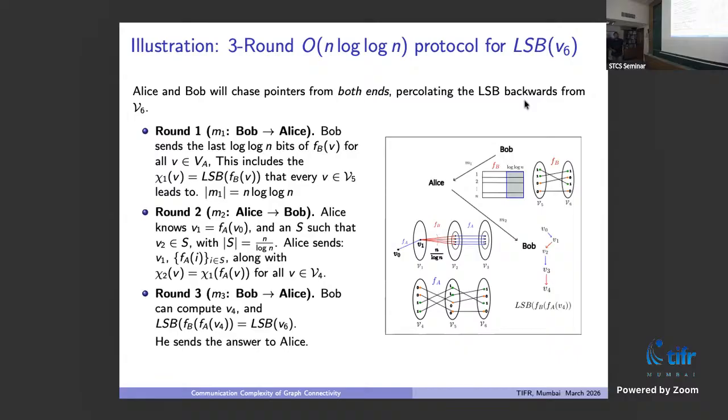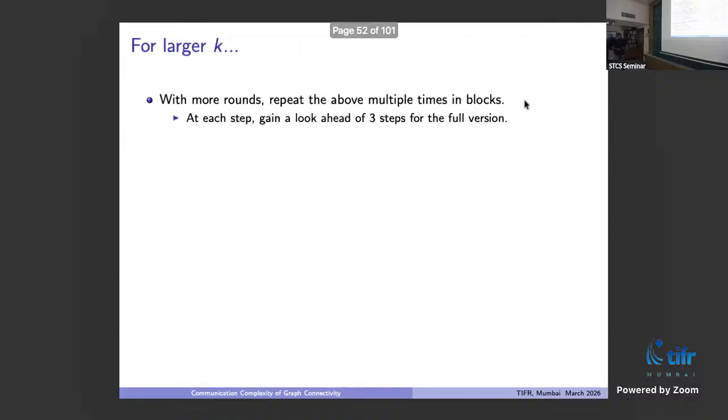Good. So I hope at least the general idea is clear. The point here is you can do a more general version of this, where you just chain together this protocol in blocks, right? In each step, you gain a look ahead of 3, because you have your function, the potential at the next step, which was already communicated, and then again it's your layer. So, 3 steps together. Okay.